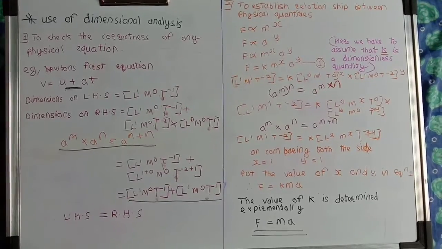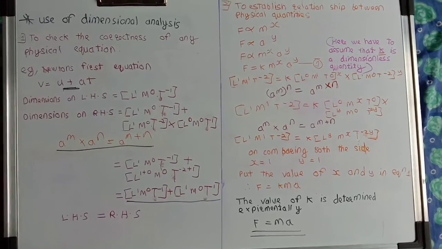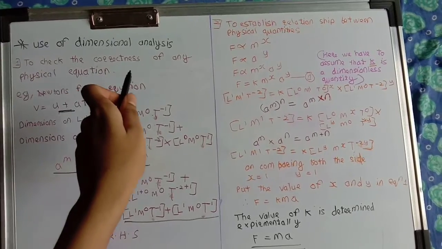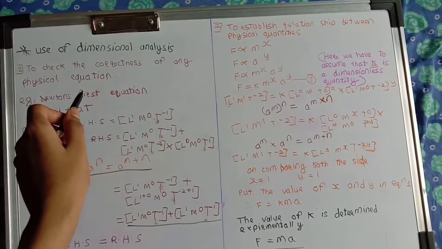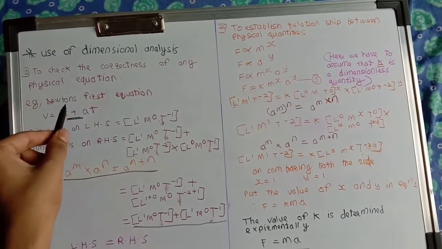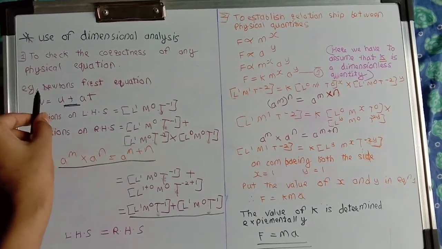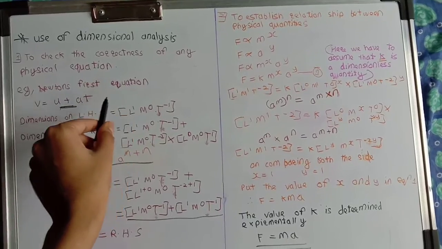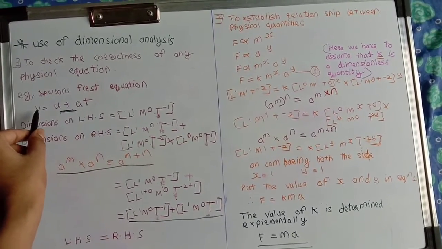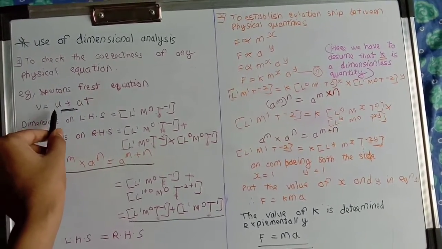We are going to study the uses of dimensional analysis. The first use is to check the correctness of any physical equation. It is used to check whether any physical equation is correct or not. For example, Newton's first equation: V is equal to U plus AT.